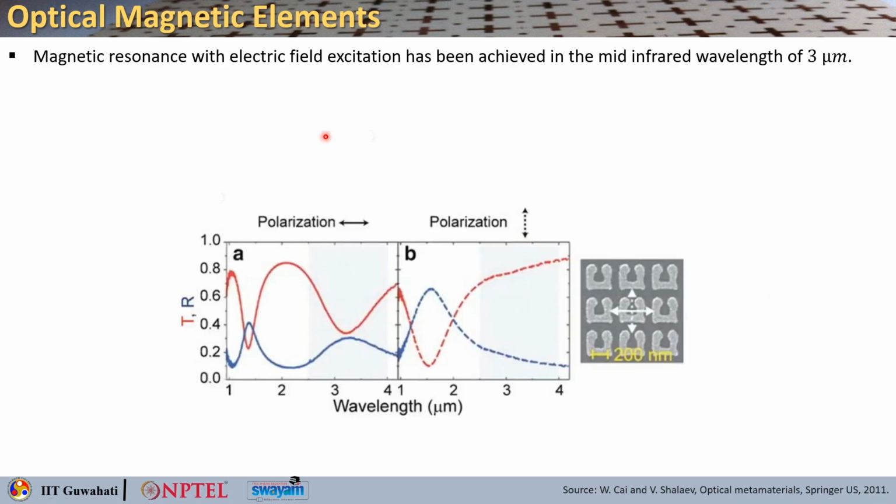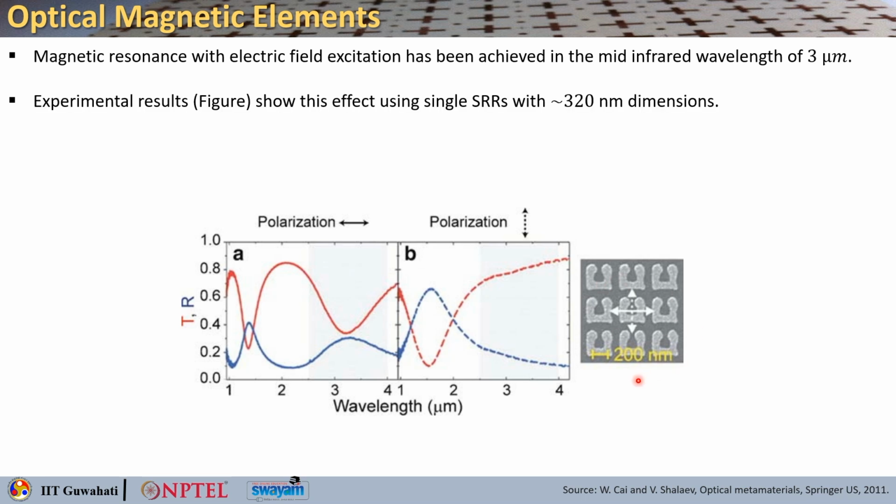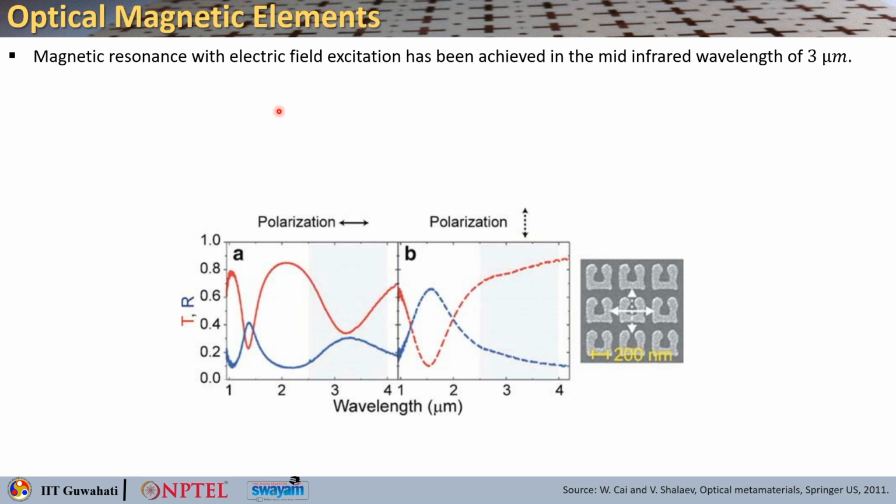So, now let us look into the structure where people have fabricated this, okay, and they have shown the magnetic resonance with this case B, that is electric field excitation. So, obviously the electric field has to be excited along the gap, okay, like this. So, this is the solid line that shows you this polarization, okay, and because of this they were able to excite magnetic moment or magnetic dipole at the mid infrared wavelength of 3 micron.